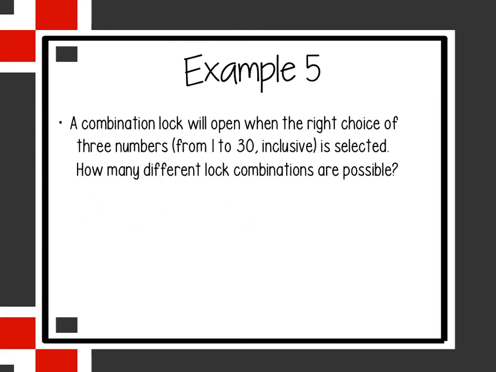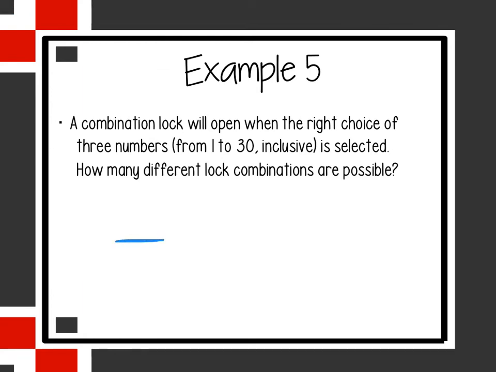Number 5 says a combination lock will open when the right choice of 3 numbers from 1 to 30 inclusive is selected. How many different lock combinations are possible? What does inclusive mean? It includes 30. So from 1 to 30, how many numbers is that? 30, right? We should know that now because of our 1 to n, right? 1 to 30 is 30 numbers, and it says that there are 3 numbers for this lock.